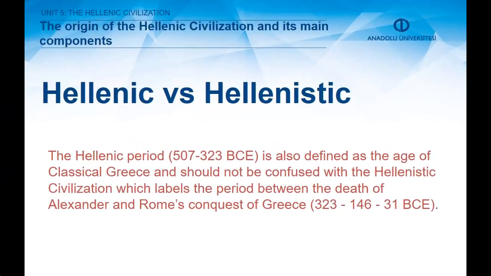Before we start revising our unit, I would like to highlight an important point, which is the difference between Hellenic and Hellenistic words. You should be very careful and not confused about these terms, because the Hellenic period is also defined as the age of classical Greece and should not be confused with the Hellenistic civilization, which labels the period between the death of Alexander and Rome's conquest of Greece, 323 to 31 BC.